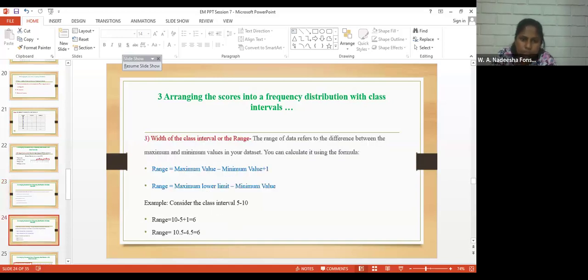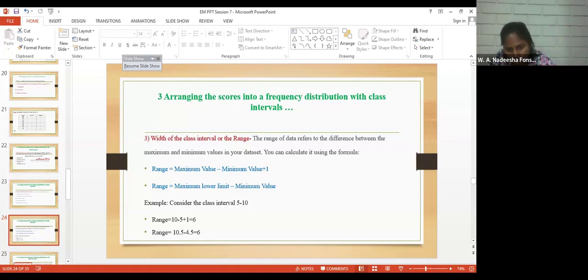Then the third point, we have to find the width of the class interval or the range. Not the range of the total data set. Here we consider the range of the class interval, or the width of the class interval. To find the range of the total data set, we find the minimum value and maximum value and subtract them. But here we have to find the width of the class interval. So we calculate it using this: range equals maximum value minus minimum value plus 1.